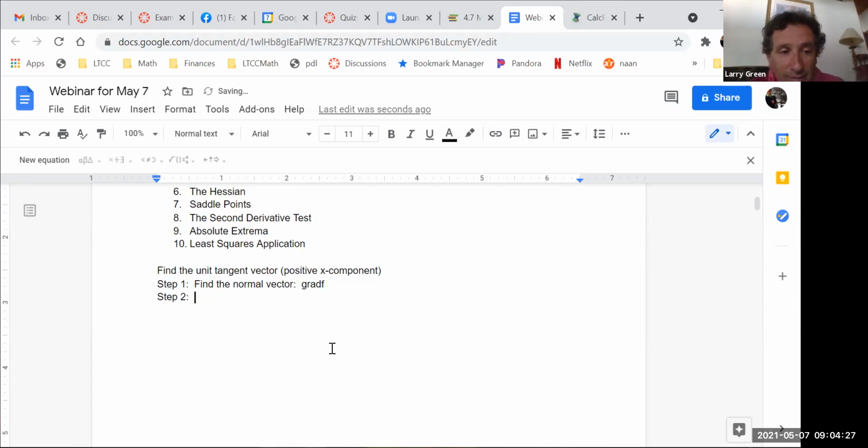is find the vector orthogonal to grad f. Now, how do you find a vector orthogonal to grad f? So if you had, say, the vector a comma b, how do you find a vector that is perpendicular or orthogonal to a comma b?